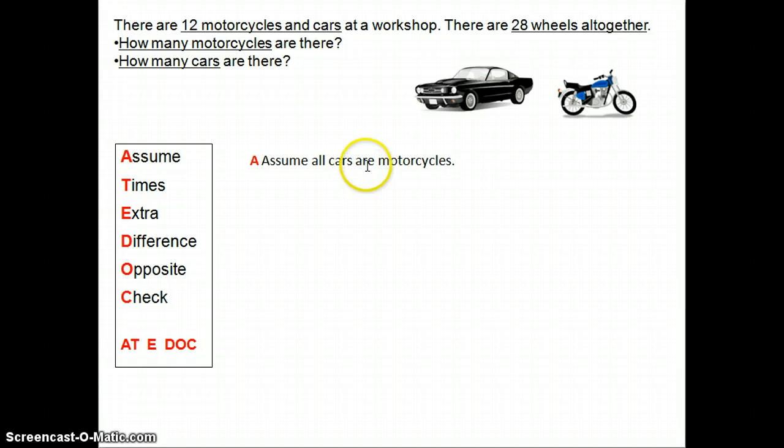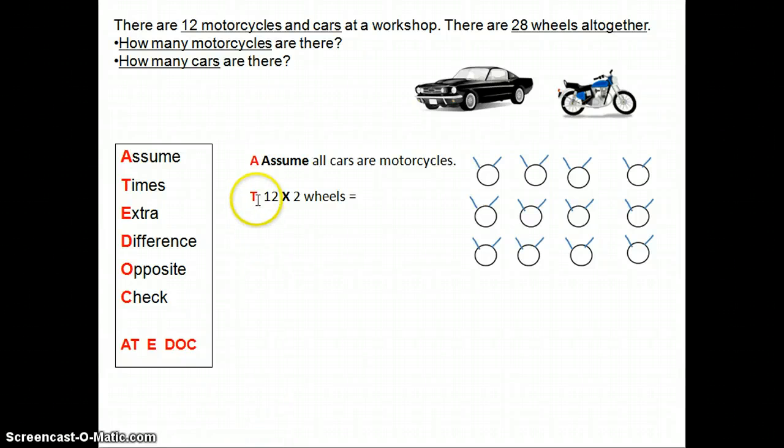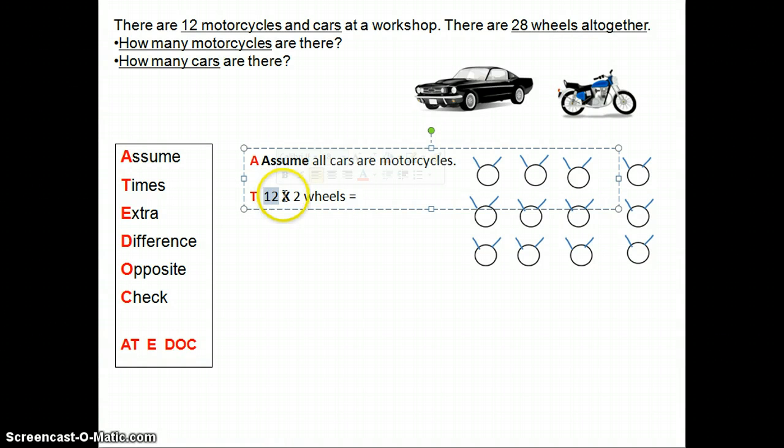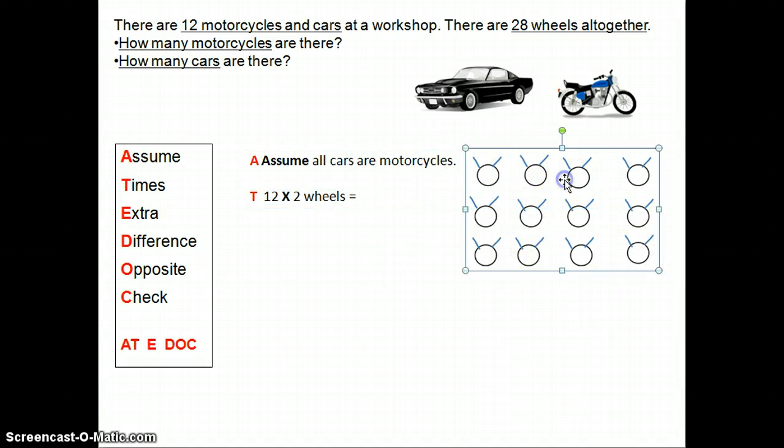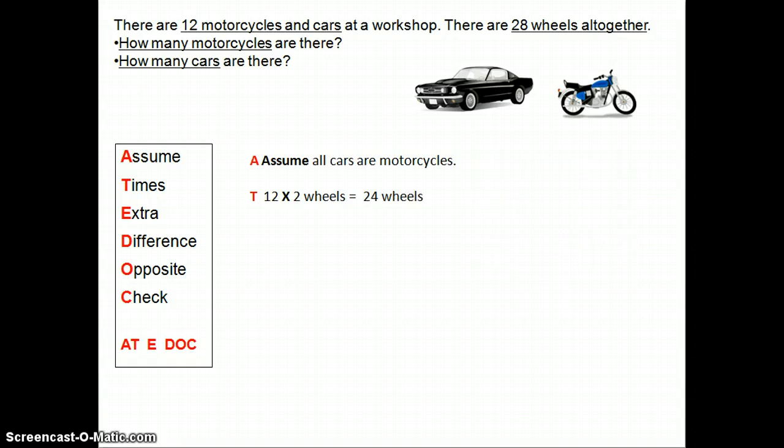So assume all cars are motorcycles. So if all cars become motorcycles, we have 12 of them and each of them has 2 wheels. So I need to find out how many wheels there are if all cars are motorcycles. So we take 12 motorcycles, which we assumed, times the 2 wheels that they will have. If I draw it out, it will look like this. Alright, it will be 12 objects, each of them has 2 wheels. I've indicated them by drawing lines so that you can better understand. Now, once we multiply that, we will get the answer 24 wheels.